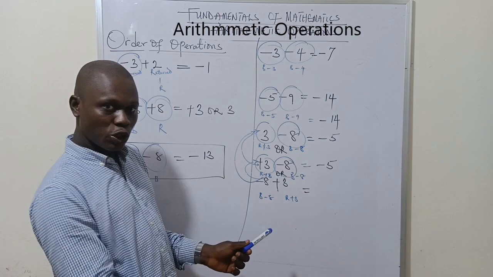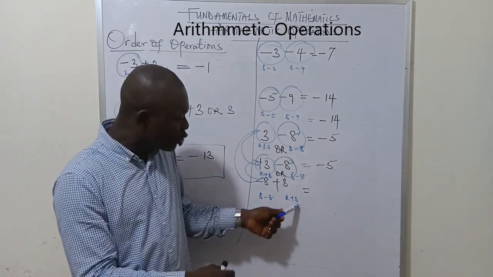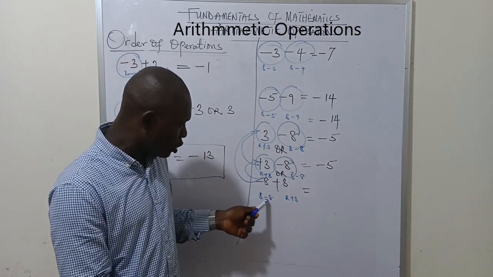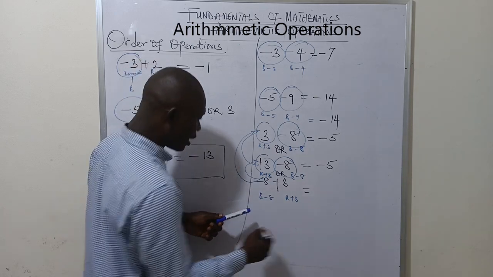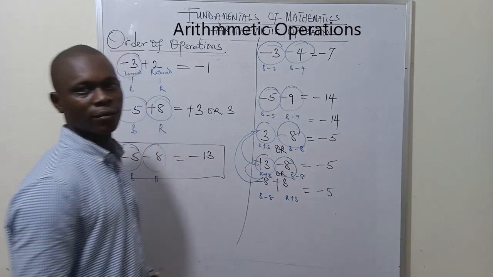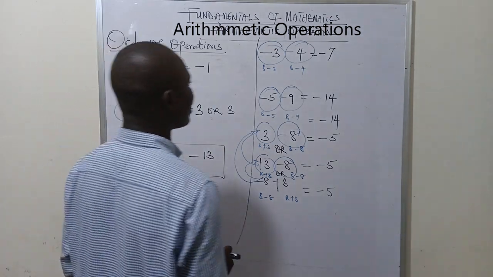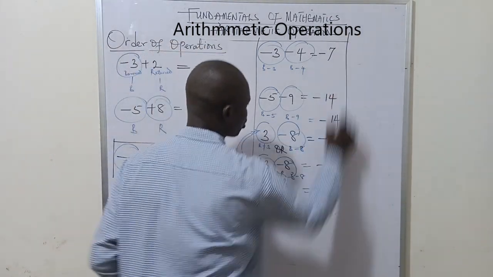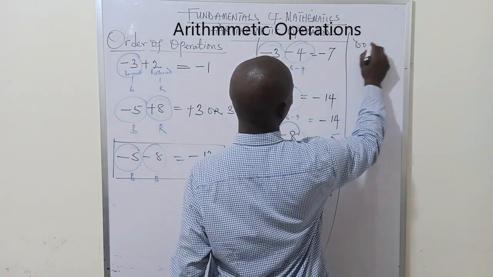Are you getting it? You borrowed $8 and you returned $3. The amount you borrowed is more than the amount you returned. Definitely, you are still owing. So, how much are you owing? You are owing $5. So, please try this and give your answers in the comment section.